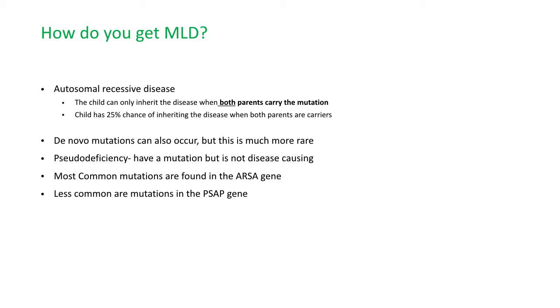How do you get MLD? MLD is an autosomal recessive neurodegenerative disease. The child can only inherit the disease when both parents carry the mutation. That means that the child has a 25% chance of inheriting the disease when both parents are carriers, and this holds true for each pregnancy. De novo mutations can also occur, but this is much more rare.